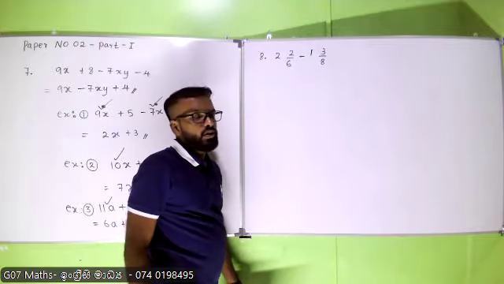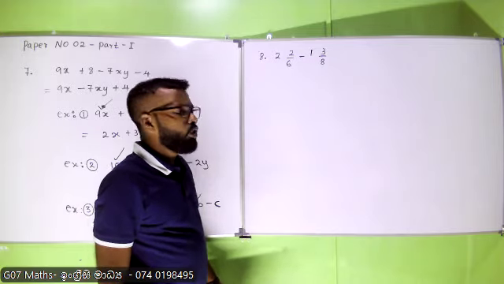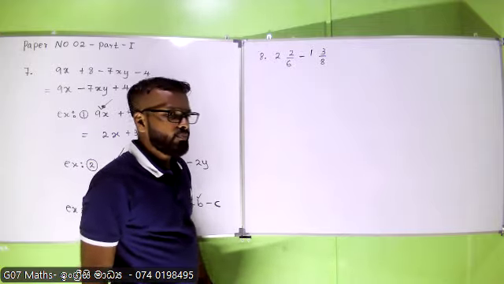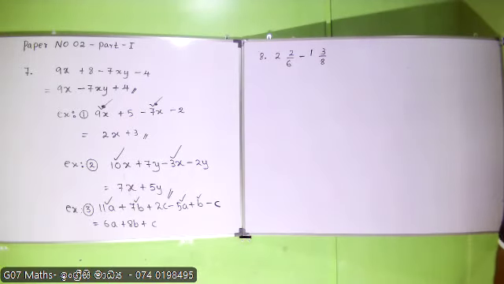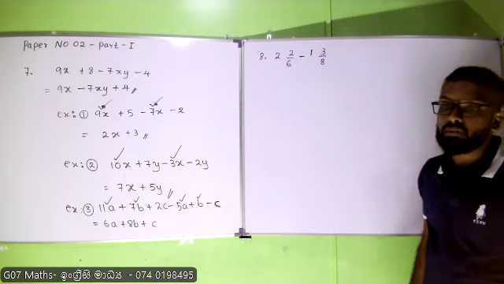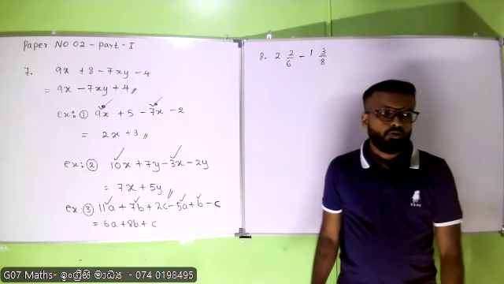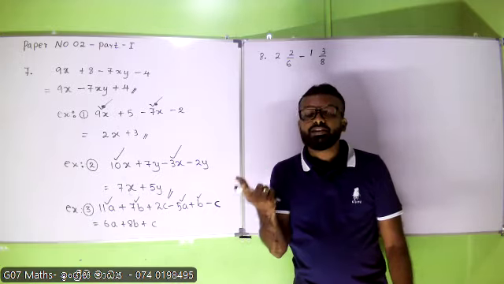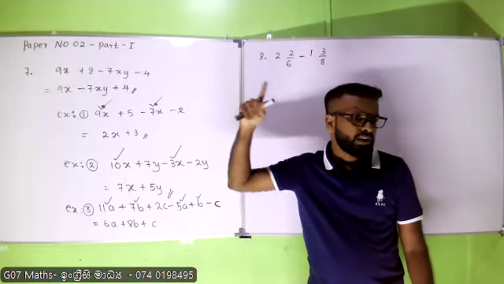How are we going to do this one? We have mixed numbers. How are we going to convert mixed numbers into improper fractions? Can anyone say? Can you remember how to convert mixed numbers into improper fractions? Multiply and add. Multiply and add. How did I teach you it?